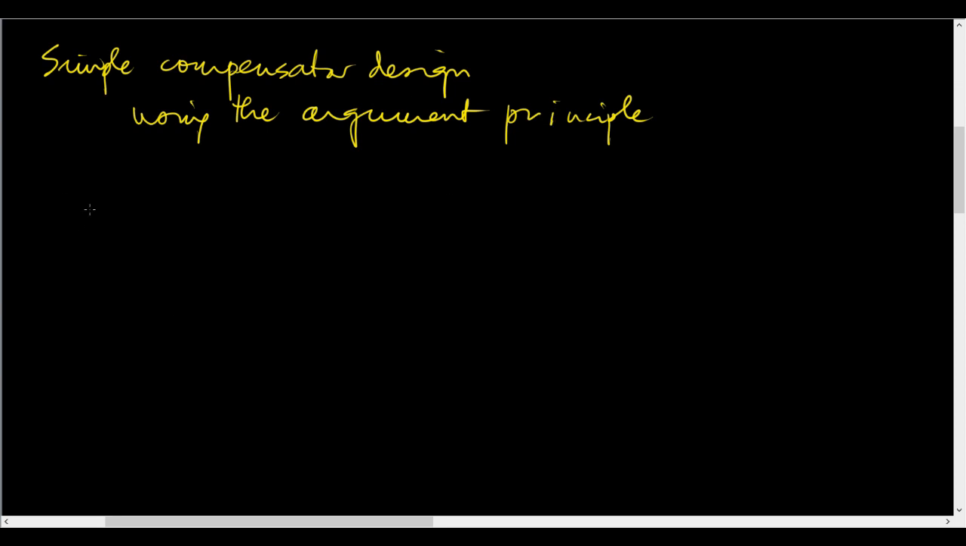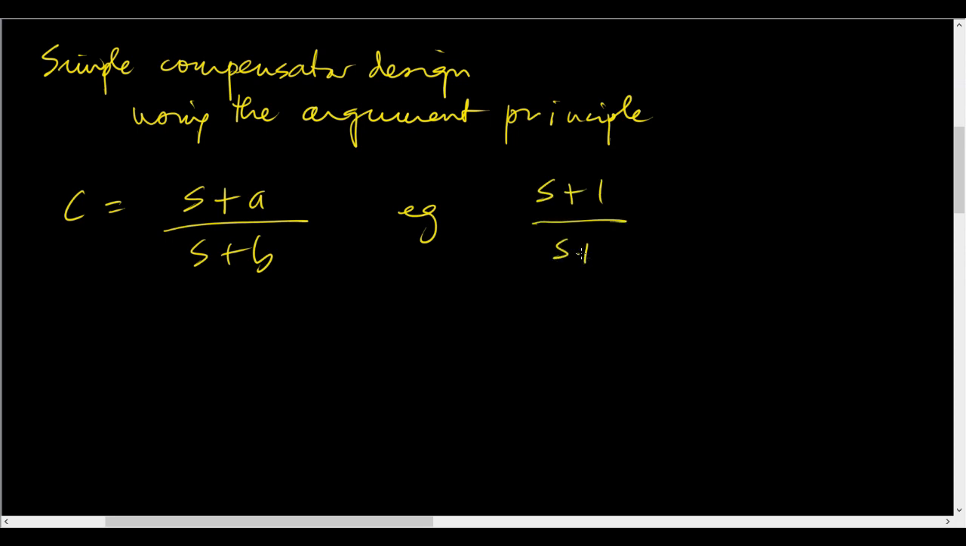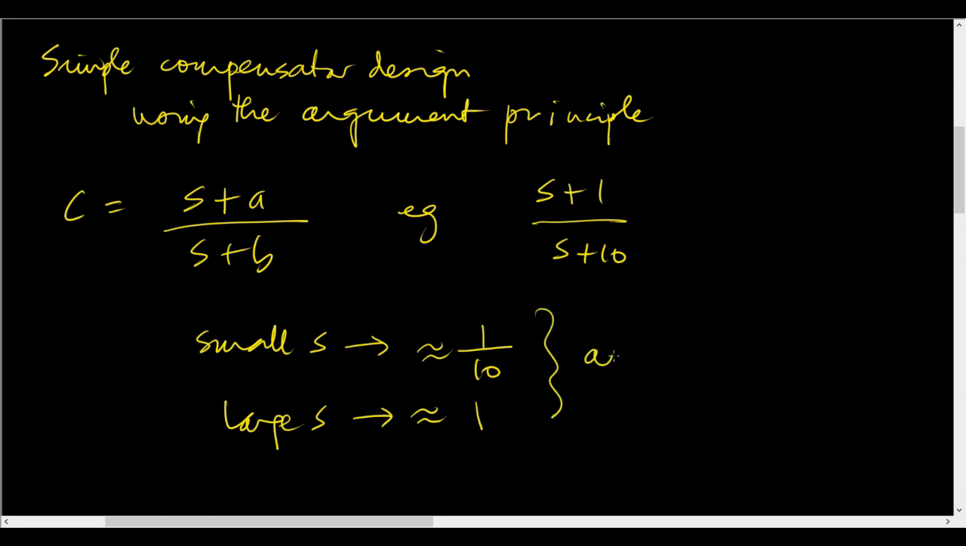So we are looking at compensators of the form s plus a over s plus b. For example, s plus 1 over s plus 10. For small s, it is about 1 over 10. For large s, it is about 1. In both cases, the argument or phase is 0, more or less.